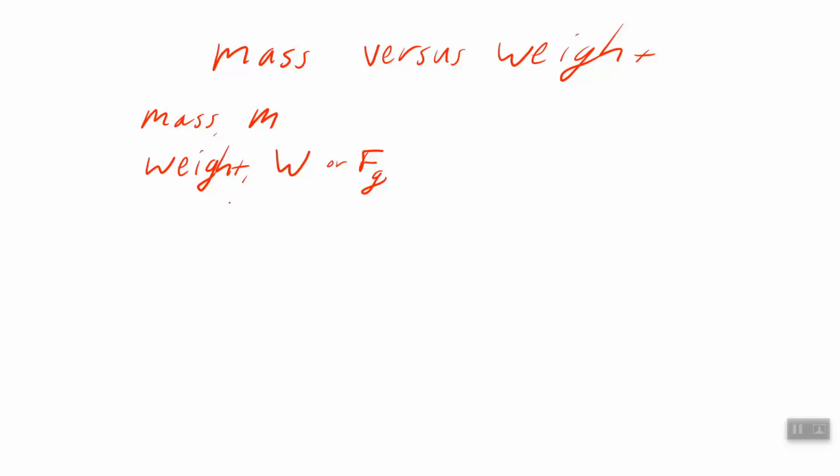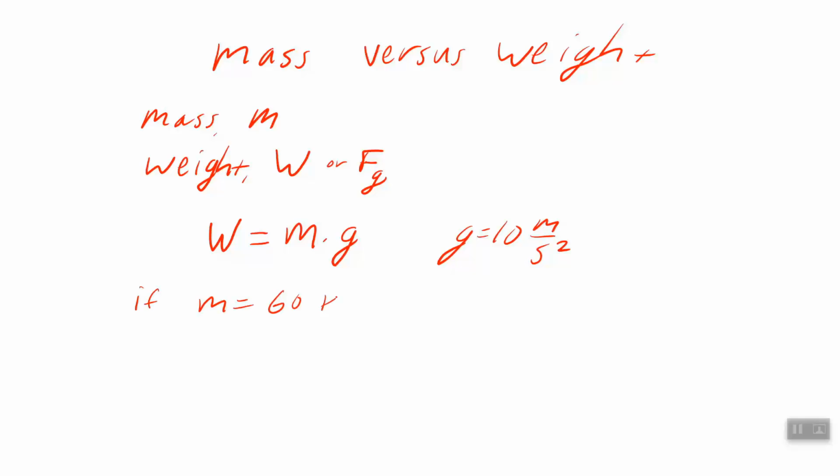You can convert from one to the other. Weight, or rather the force of gravity, is the product of mass and little g, where little g is 10 meters per second squared. And so very simply, if your body mass, say, is 60 kilograms, then your weight is 600. But 600 what? The unit for weight is newtons.